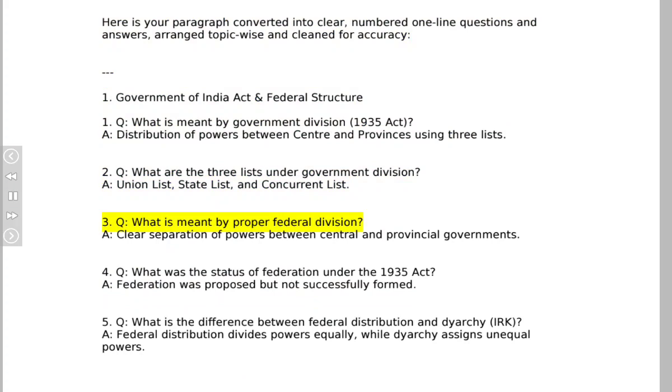3. Q. What is meant by proper federal division? A. Clear separation of powers between central and provincial governments. 4. Q. What was the status of federation under the 1935 Act? A. Federation was proposed but not successfully formed. 5. Q. What is the difference between federal distribution and Dyarchy? A. Federal distribution divides powers equally, while Dyarchy assigns unequal powers.